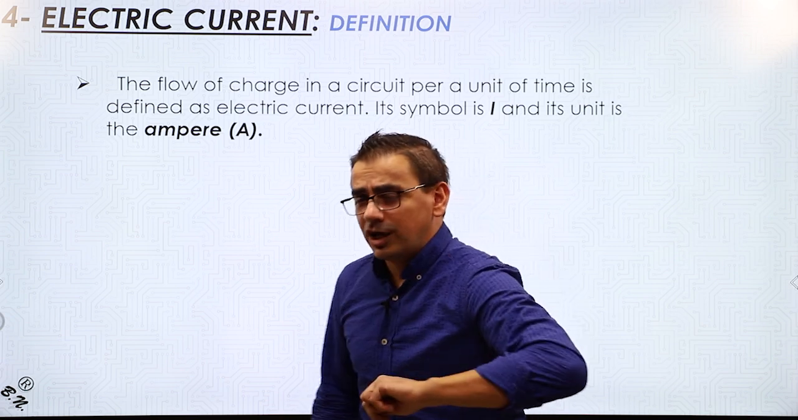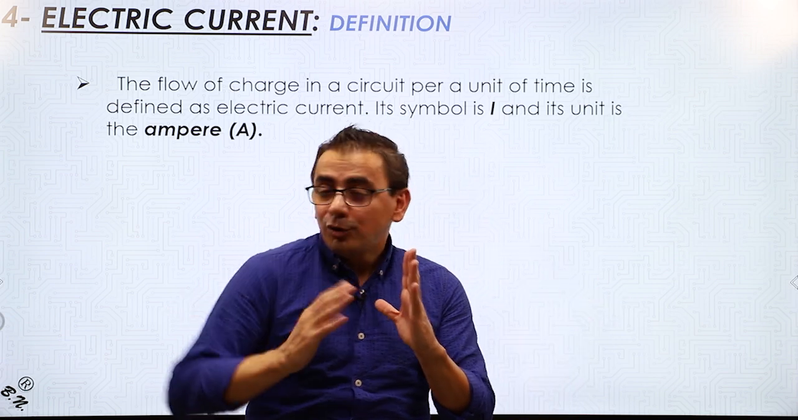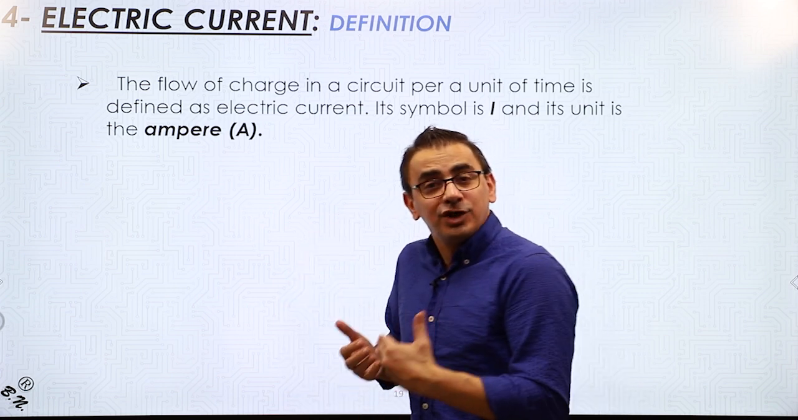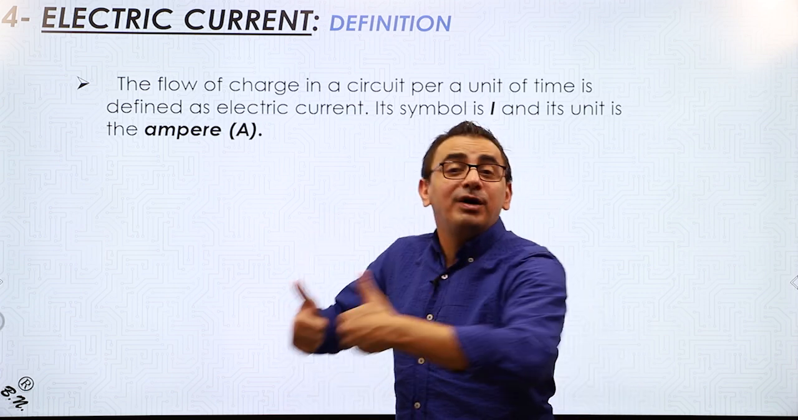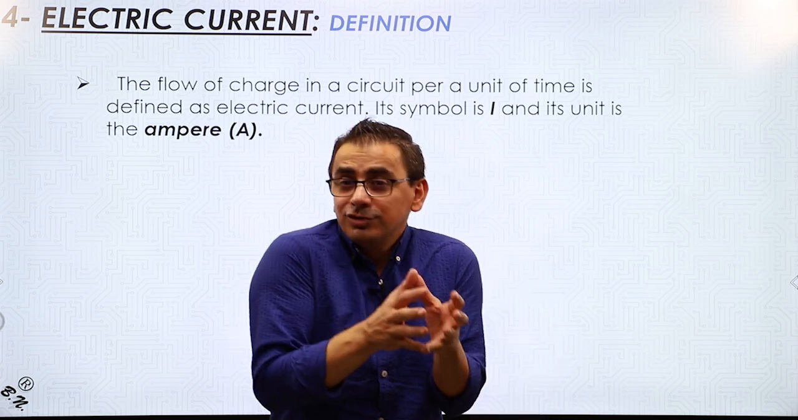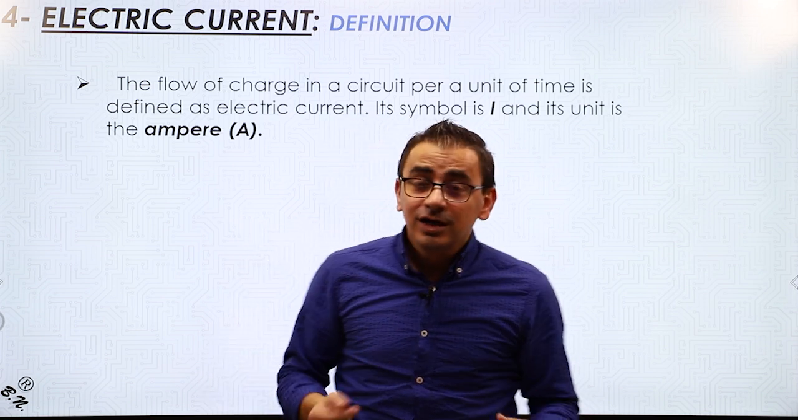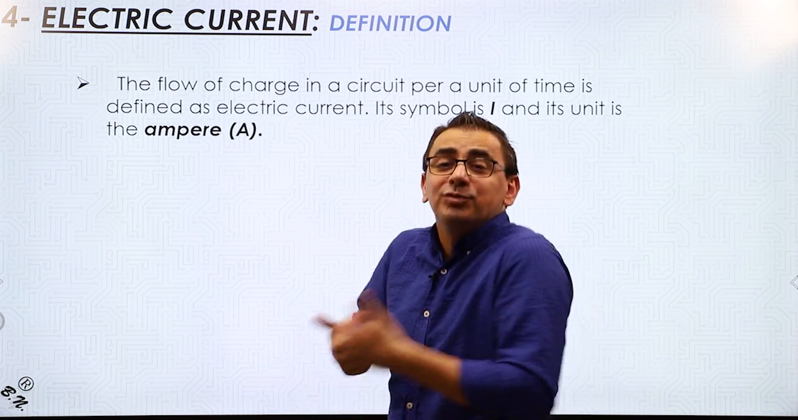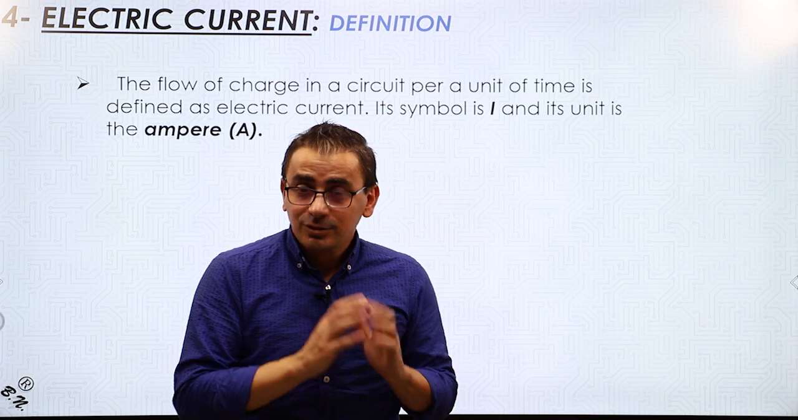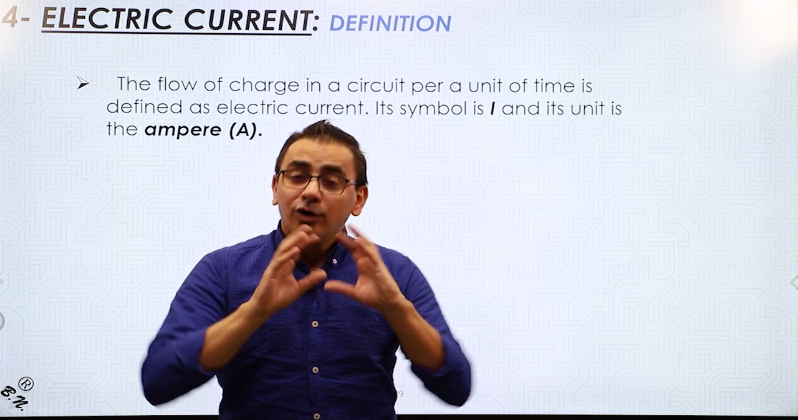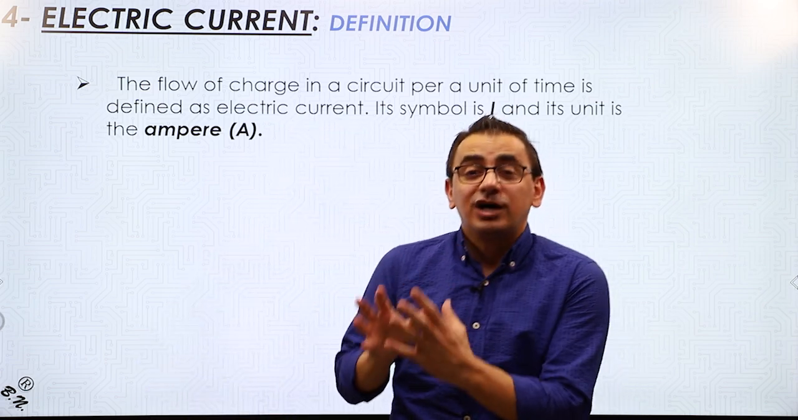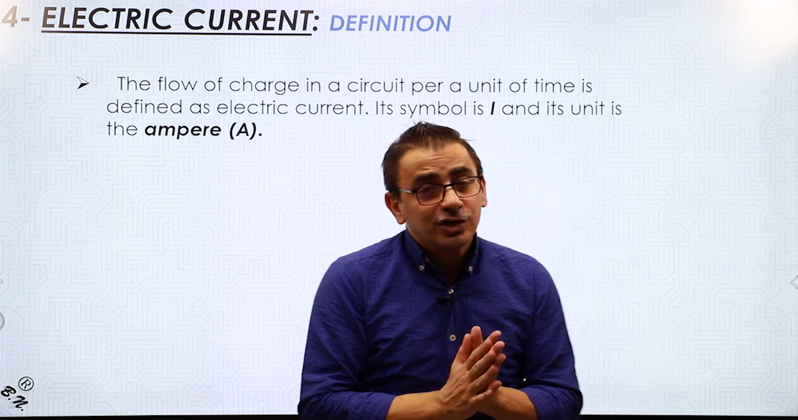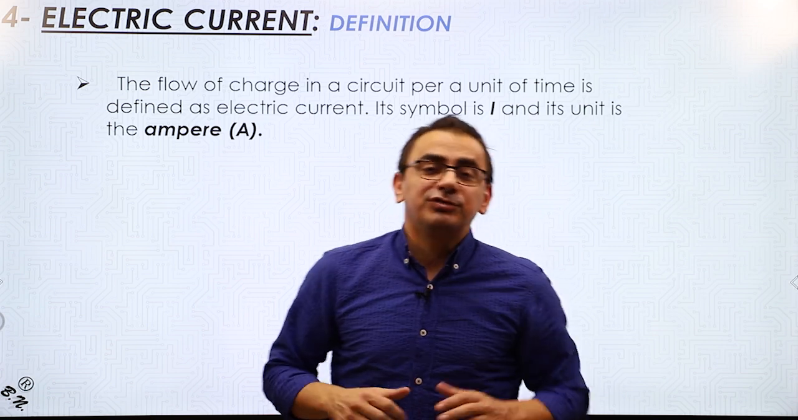Since we have two types of charge, positive and negative, we have to be more specific. When we talk about electric current, we talk about the flow of positive charge. If the charge in the circuit is negative, such as electrons, we take the current as the flow in the direction opposite to the flow of electrons. Okay? It's not that hard. We always consider the flow of the positive charge as the current. If the flow is that of negative charge, we take the direction of flow opposite to them.